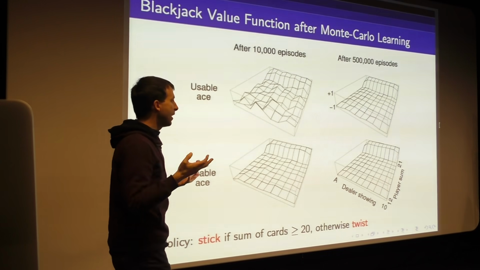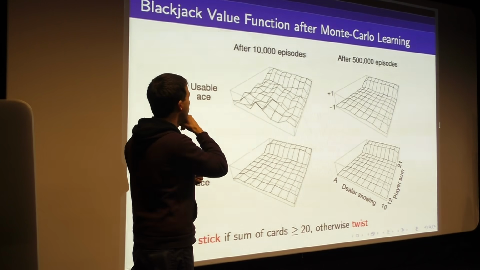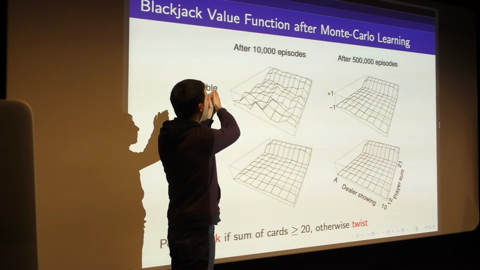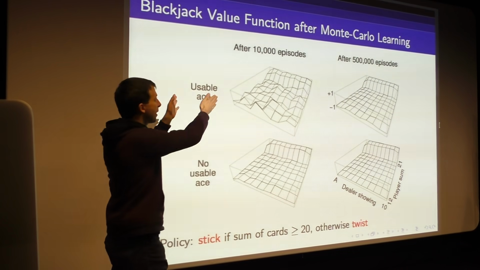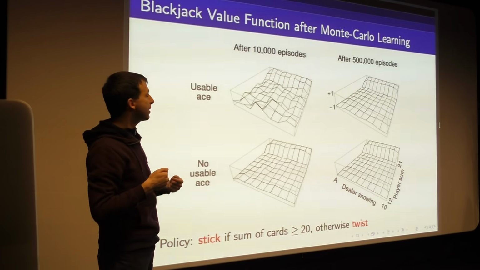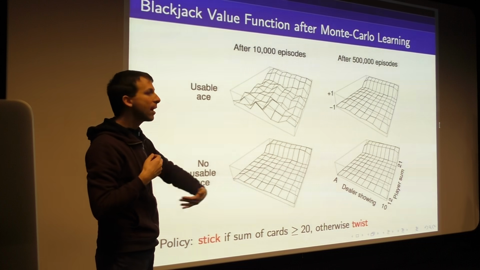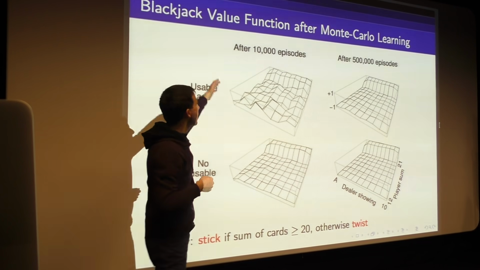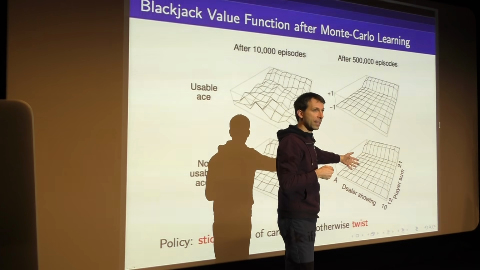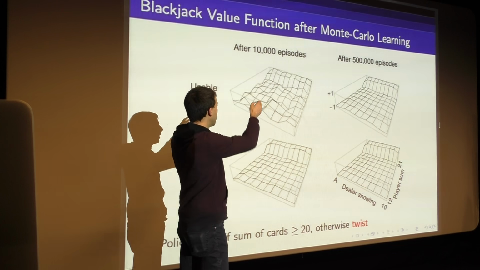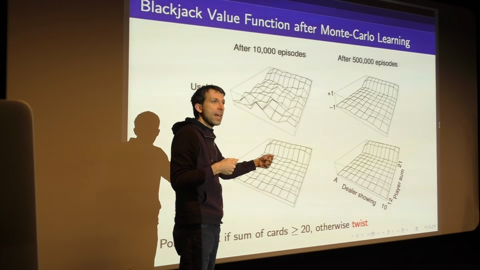And so it's good to have an ace in your hand. And basically, what we see is that this is using, I think, every-visit Monte-Carlo learning. What was done here was to just roll out 10,000 episodes of Blackjack, to literally play out this game with 10,000 hands and then 500,000 hands, and apply exactly the procedure we've just seen.